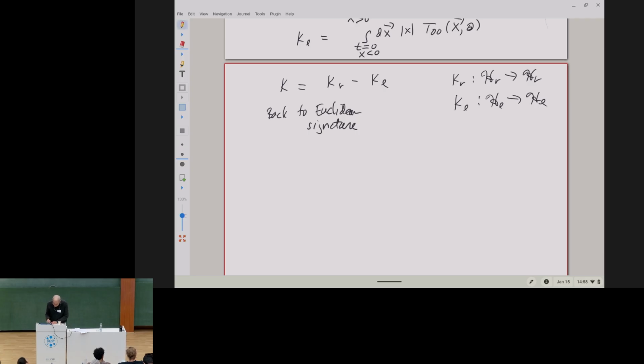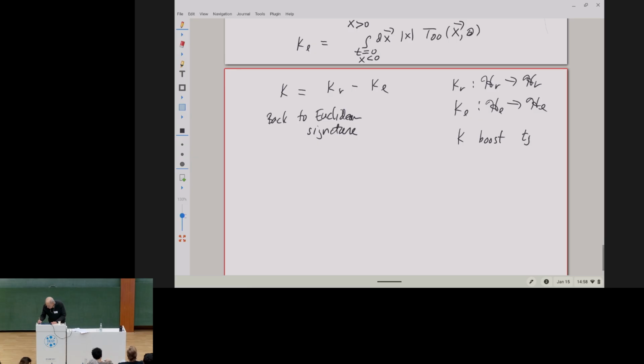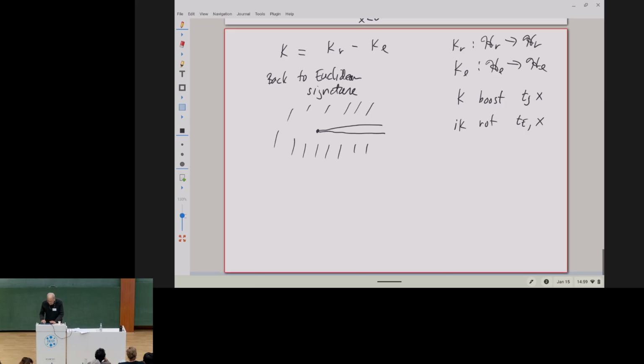So K becomes i times a rotation generator in Euclidean signature. K was a boost of x and t, but instead, iK we can think of as a rotation generator of the Euclidean space, t_E and x. So now we want to consider from this point of view the density matrix for observations in the right Rindler wedge.